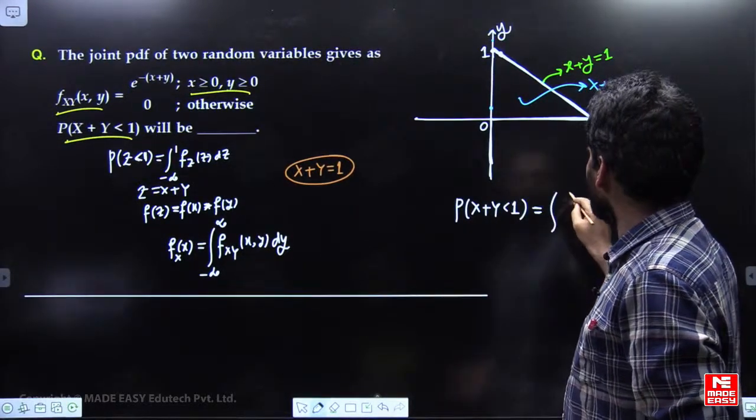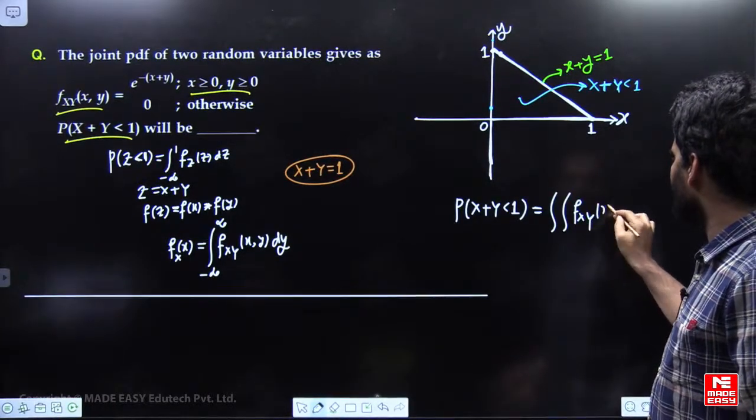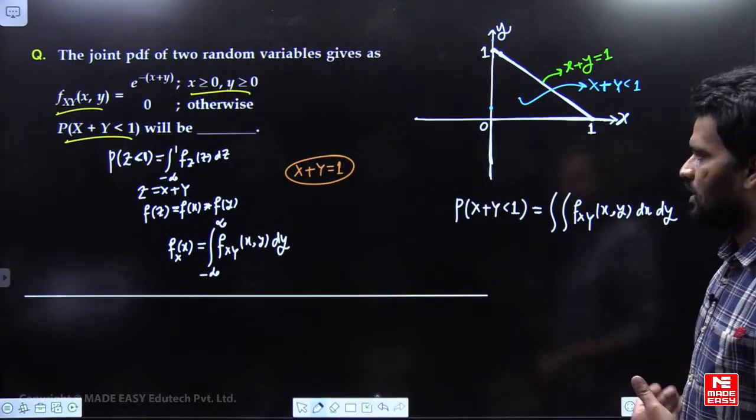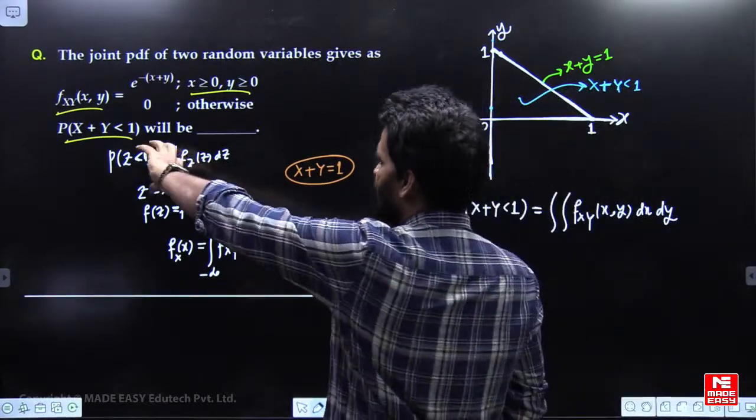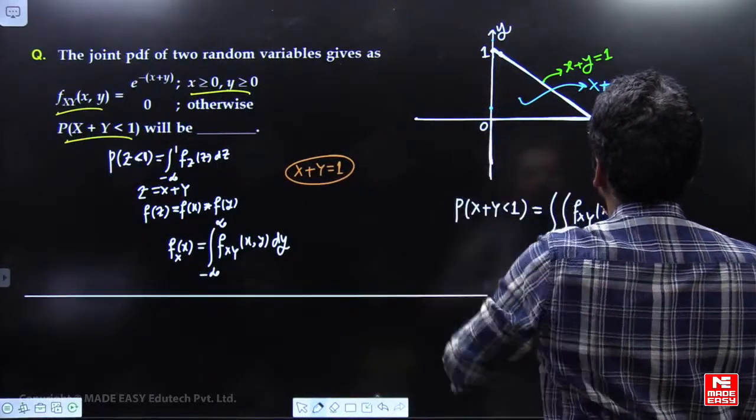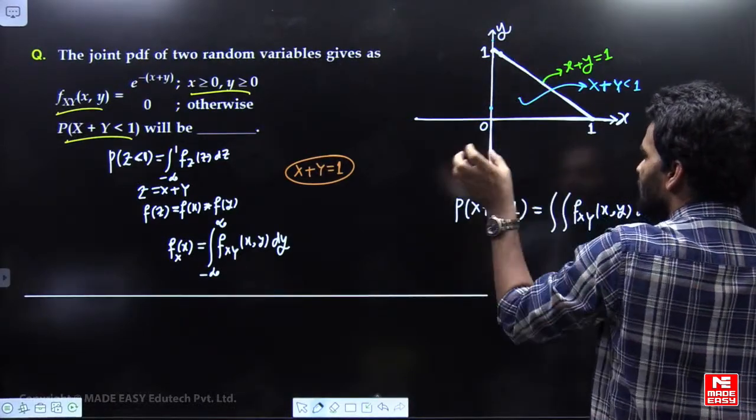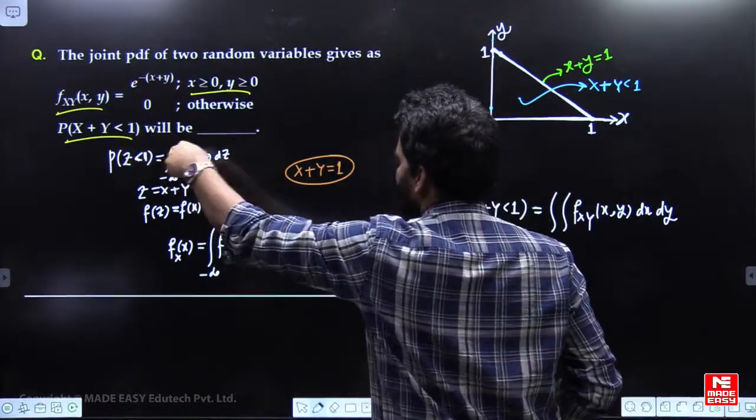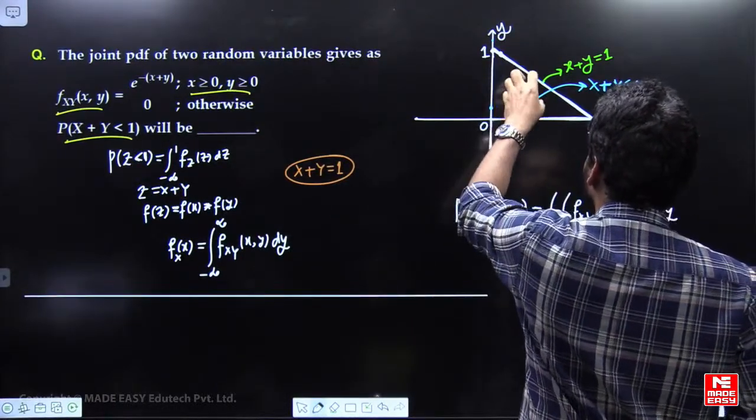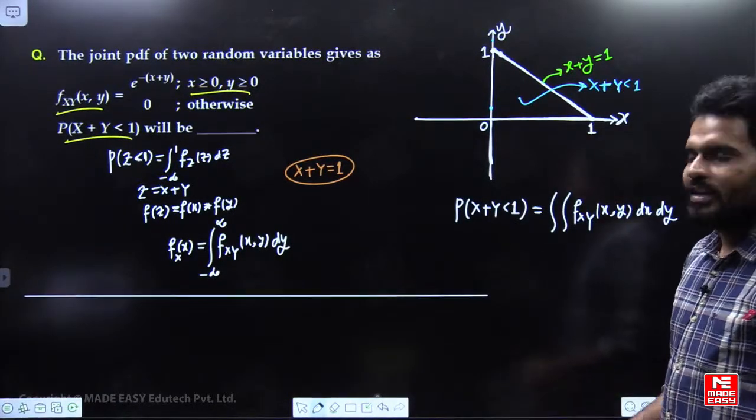How to get probability from density function is area. This is double integration, dx dy. Graphically, to find probabilities, first you have to see which area corresponds to x plus y less than 1. So this is the area corresponding to x plus y less than 1. Once you see what the region corresponding to x plus y less than 1 is, you have decided that region, and you can easily find out this probability. How to get x and y limits?